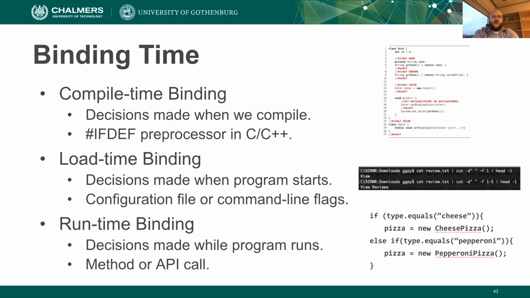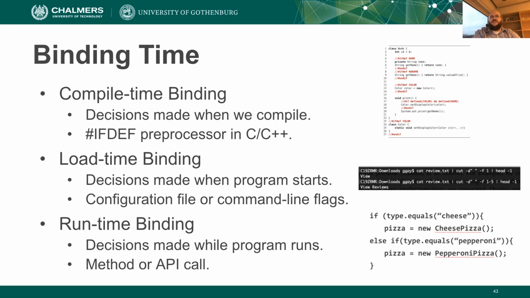So when we derive a product, we make decisions. We decide what features will be included in that product or not. And so we say that we bind a decision. Different implementation techniques will allow binding decisions at different times. And so we distinguish between compile time binding, which is also called static binding or static variability, load time binding, and runtime binding, what's called dynamic variability or dynamic binding.